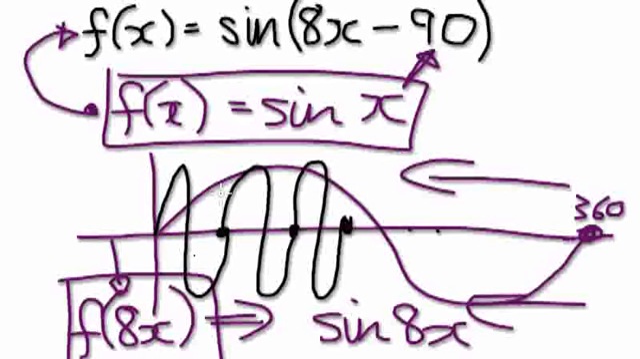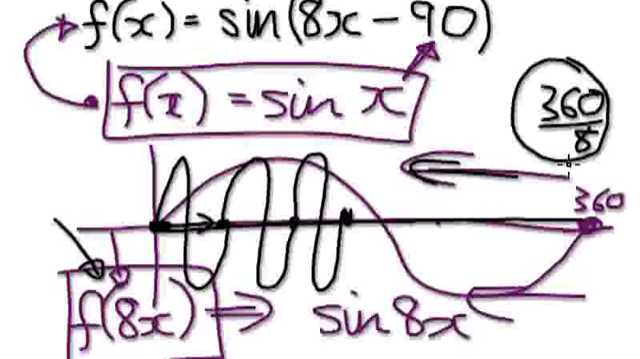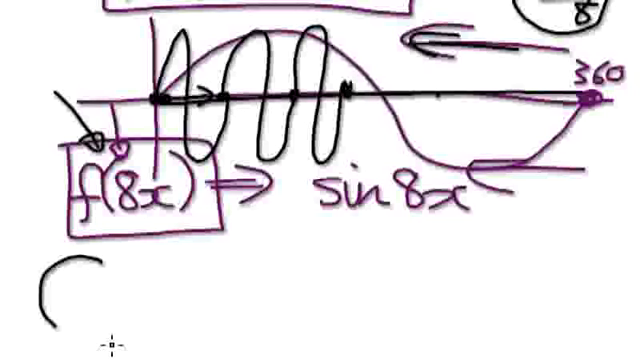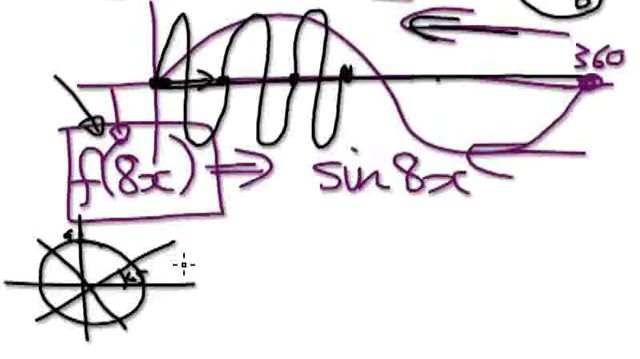So the period of our new graph, the period from here to here, would be 360 divided by 8, because our normal sine graph is 360. When you apply this transformation here, you're squeezing everything inwards. So you've got to get 360 divided by 8. What's 360 divided by 8? Well, visualize the circle here. The whole circle is 360. If you divide it by 4, it's 90 degrees. If you divide it by 8, it will be 45 degrees.